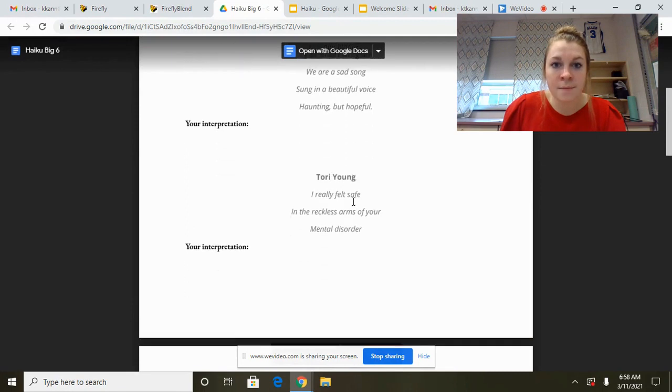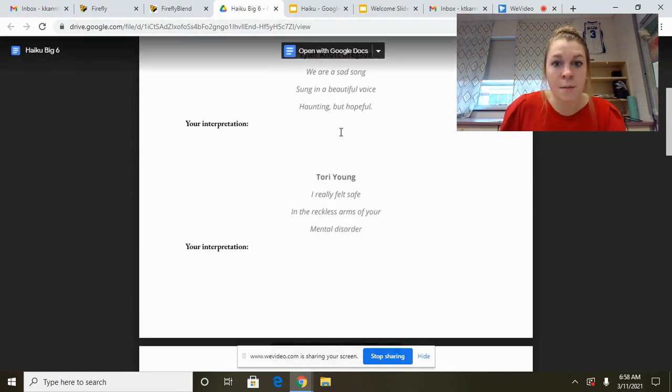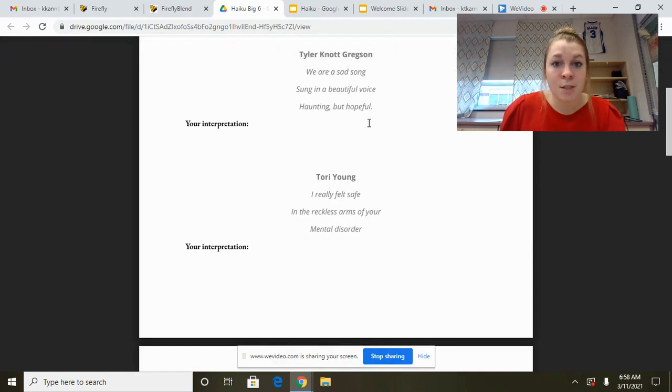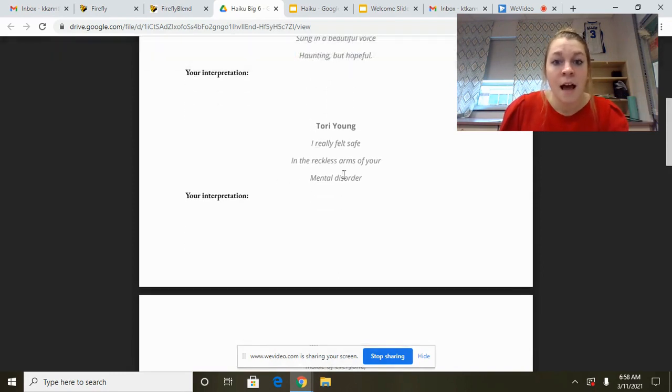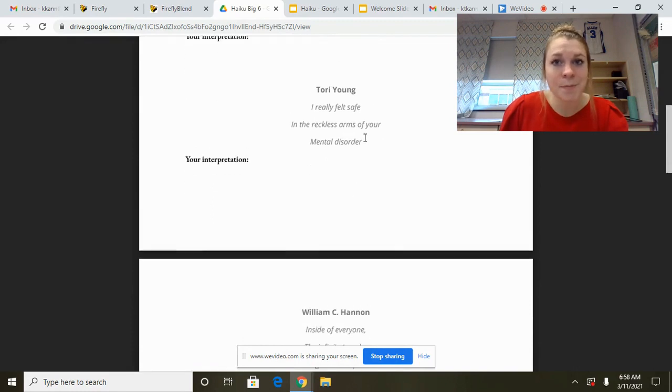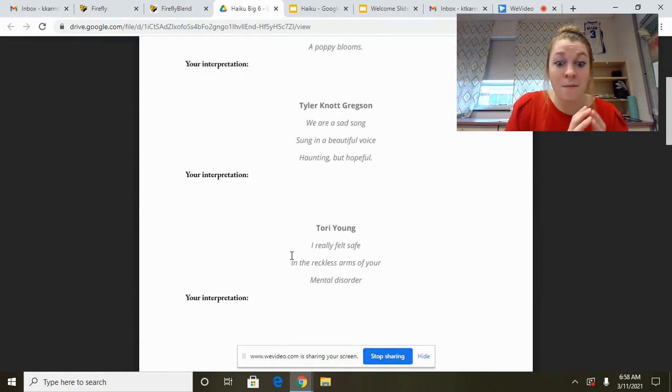And then Tyler Knott Gregson: "We are a sad song sung in a beautiful voice, haunting but hopeful." So this one isn't much about nature, but it is human nature, music, that sort of thing. And then Tori Young: "I've really felt safe in the reckless arms of your mental disorder." So these are obviously more modern. They're not taking that strict nature vibe. They're kind of elevating it to something that we can relate to a little bit more in modern society.